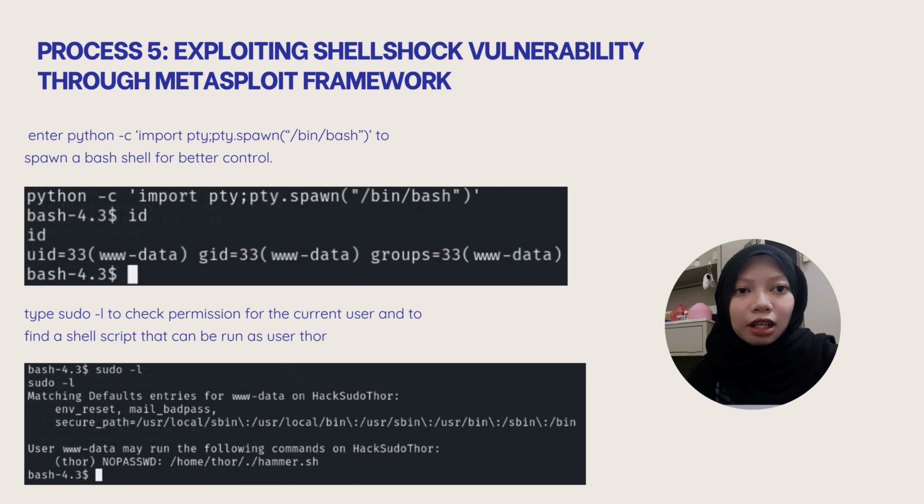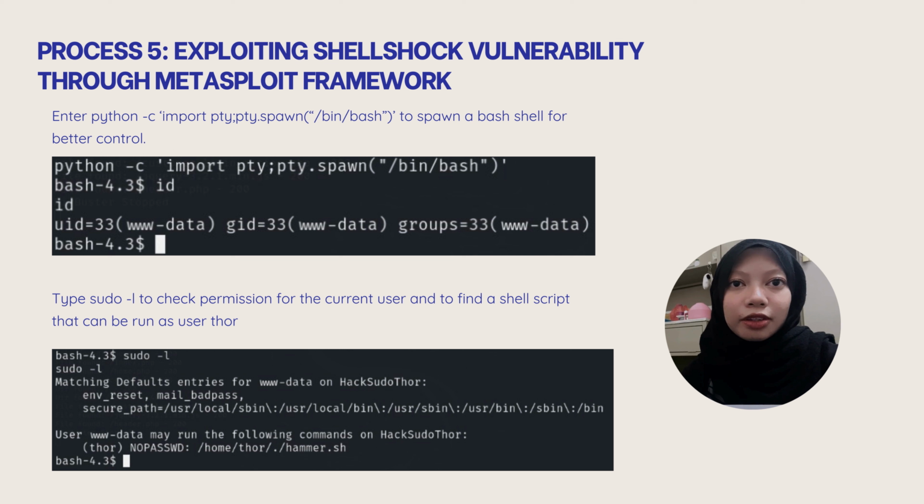Then after that, we enter the command python -c 'import pty; pty.spawn("/bin/bash")' to spawn a bash shell for better control. In simpler terms, this command is used to spawn a new bash shell from within Python, often to create a more interactive shell environment. This can be useful in situations where the current shell environment is limited or restricted. However, it's worth noting that this command could potentially be used in malicious ways, such as in the context of exploiting system vulnerabilities. But it's important to only use this command safely and responsibly.